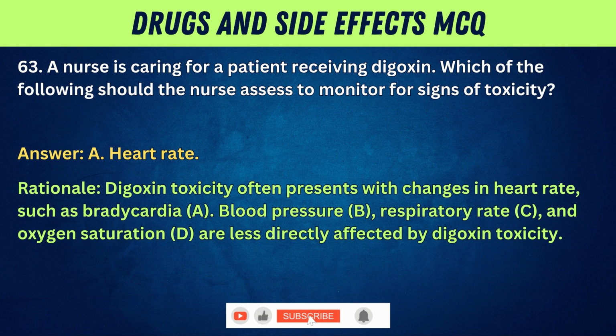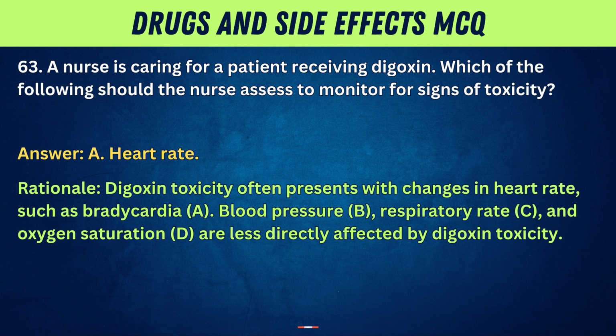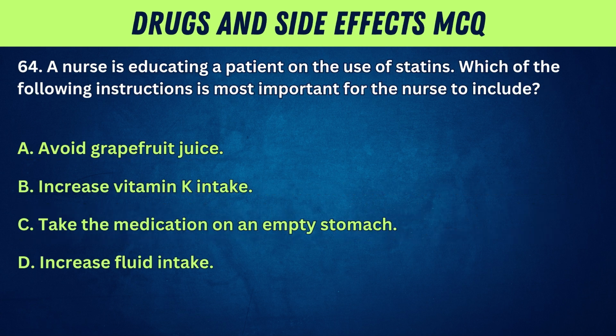Answer: A. Heart rate. Rationale: digoxin toxicity often presents with changes in heart rate, such as bradycardia, A. Blood pressure, B. Respiratory rate, C. And oxygen saturation, D. Are less directly affected by digoxin toxicity.